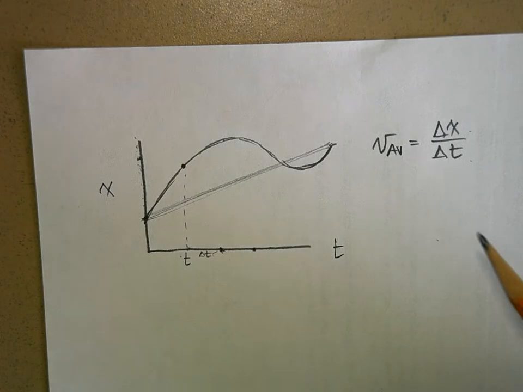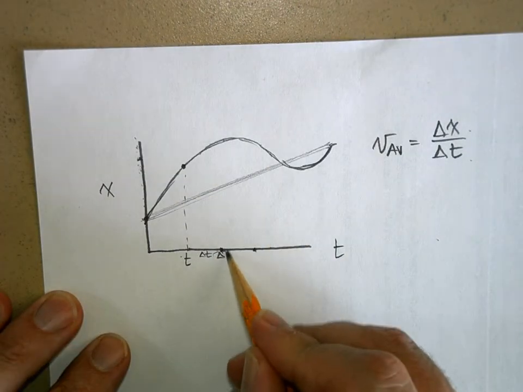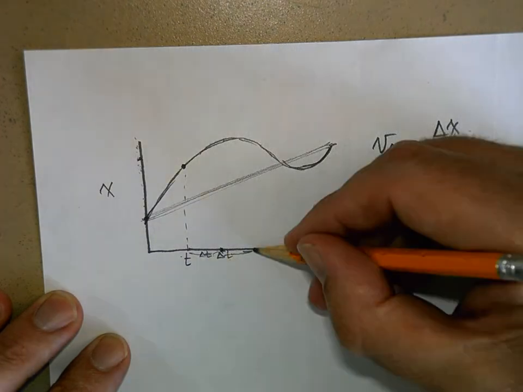Okay, so what I'm going to do, let's say delta t is all the way over here. Here's delta t all the way over here. So I go up like this.